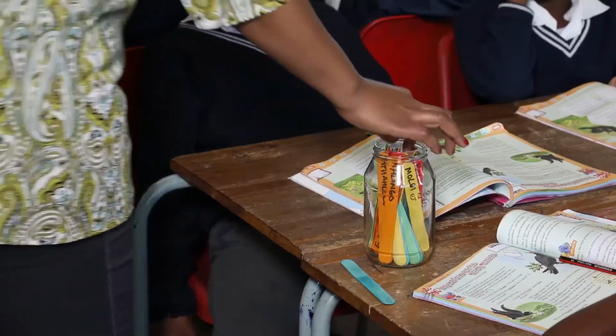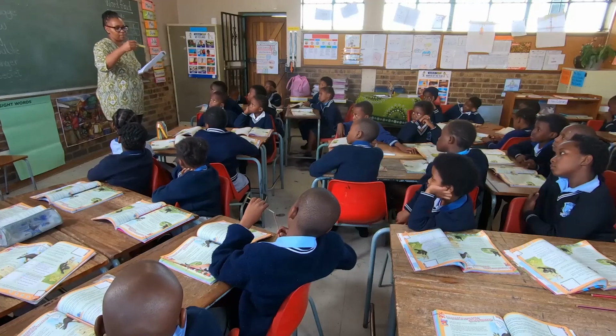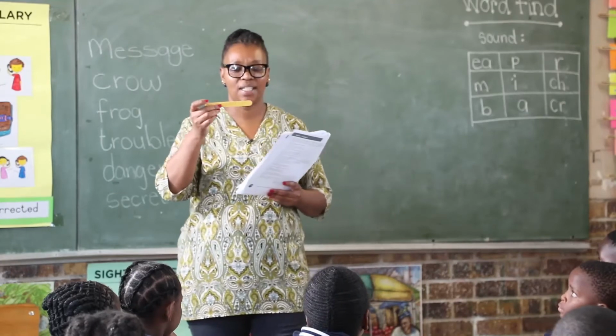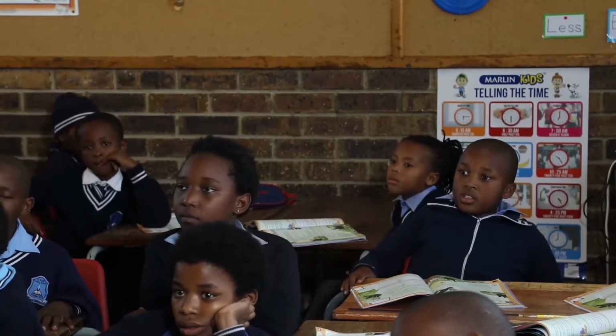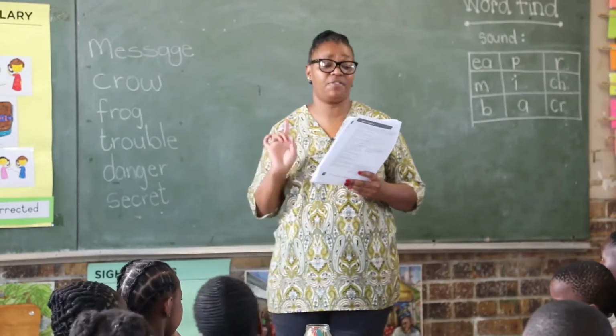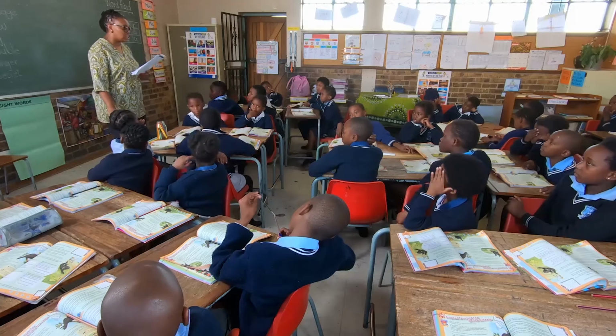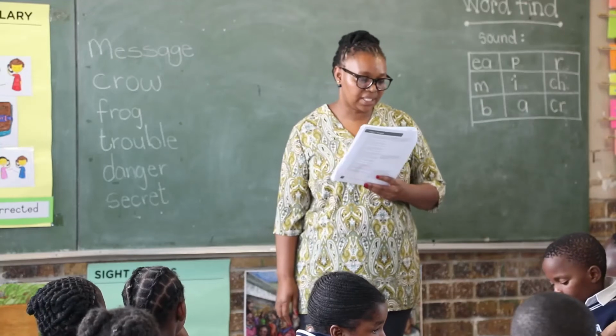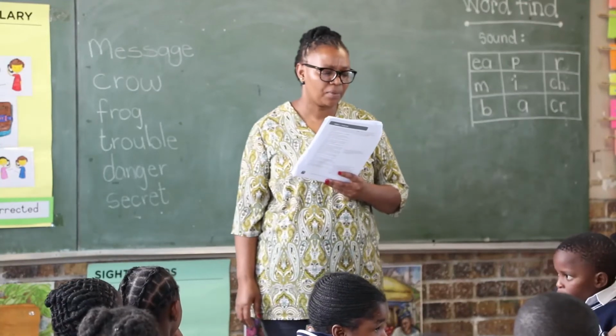The second question, what was the secret message? Let's see. Mtobisi? Oh yes, it's Mrs. Hen's shopping list. Very good, Mrs. Hen's second shopping list. Very good, Mtobisi.